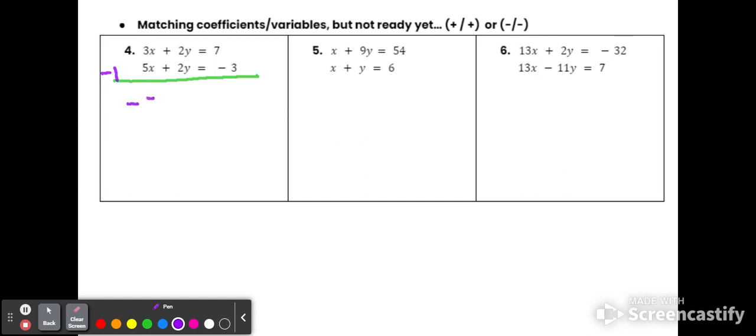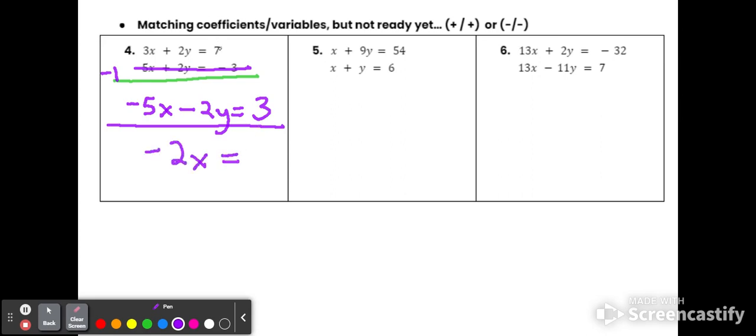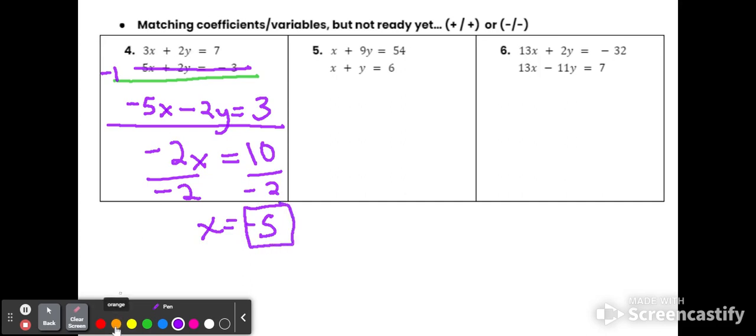5 times negative 1. 2y times negative 1. Negative 3 times negative 1. Now I can use this and this to use the elimination method. 2y plus negative 2y is 0y. It's eliminated. 3x and negative 5x is negative 2x. And now we have 7 and positive 3 is 10. I'm going to divide by negative 2. And now we have x equals negative 5. So then I would substitute that back in to one of my two equations to get my y value. And for the purpose of this video, I'm just going to move on to the next.